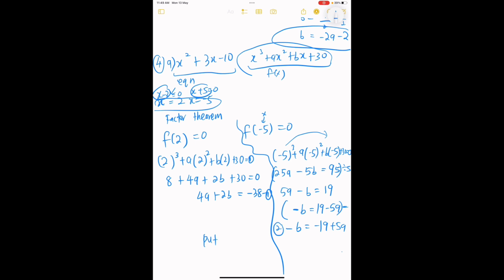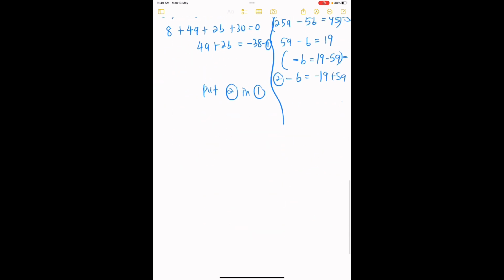So simultaneously put equation 2 in equation 1. So 4a plus 2, b change to this, right? Minus 19 plus 5a. So this is from equation 1. Equation 1 is 4a plus 2b equal to minus 38. Okay, so you already change b. You change b to the equation that you found.